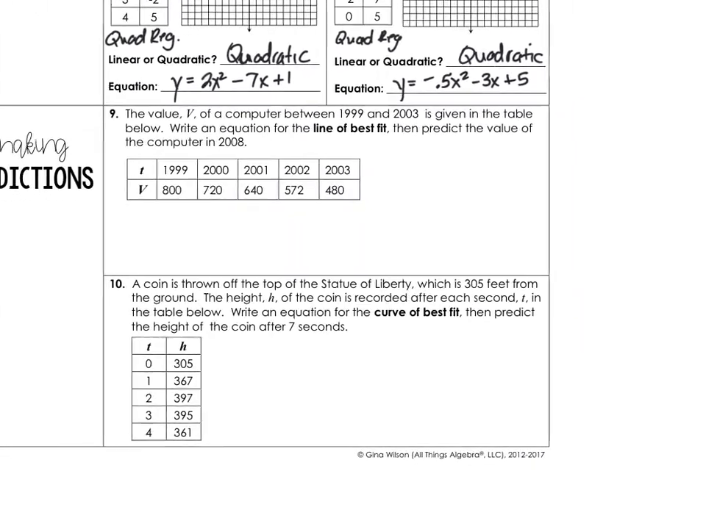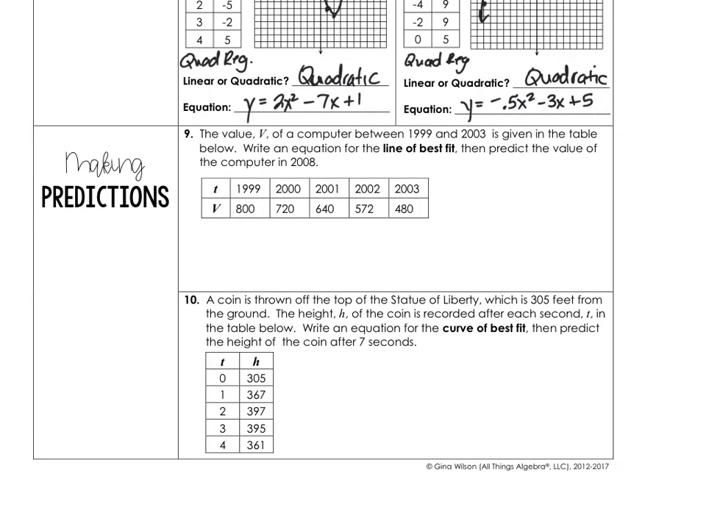All right, last two examples. So now we're going to take those lines that we've been calculating, our linear regressions and our quadratic regressions, and we are going to use them to make a prediction. It says the value V of a computer between 1999 and 2003 is given in the table below. Write an equation for the line of best fit, then predict the value of the computer in 2008.